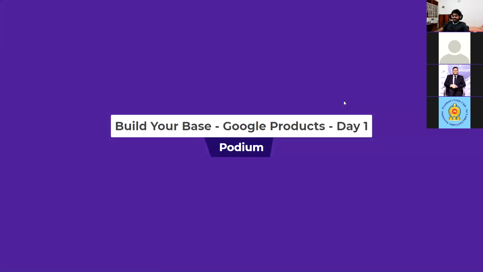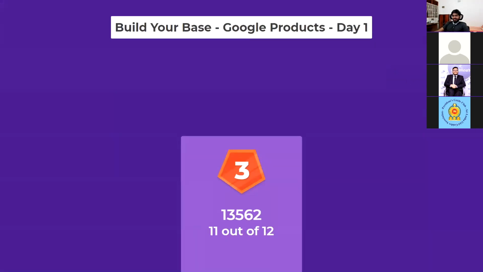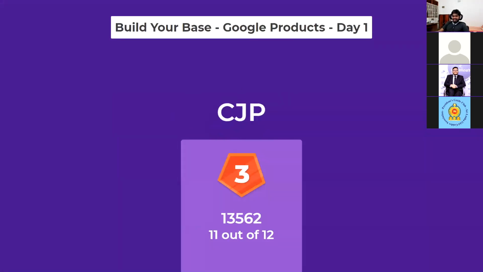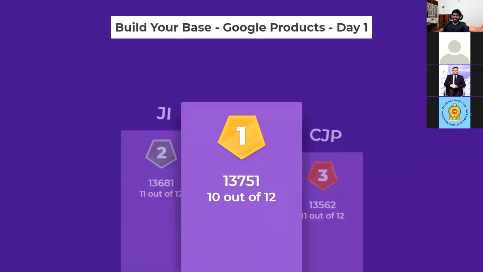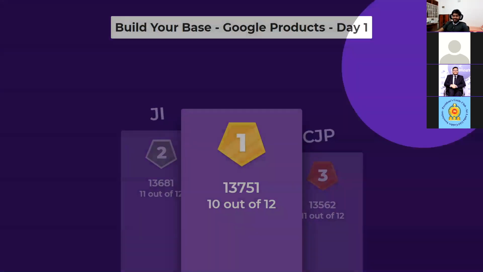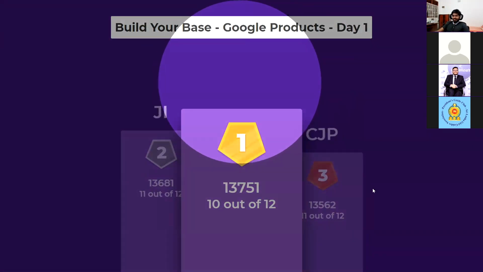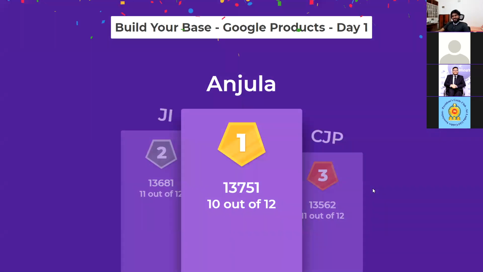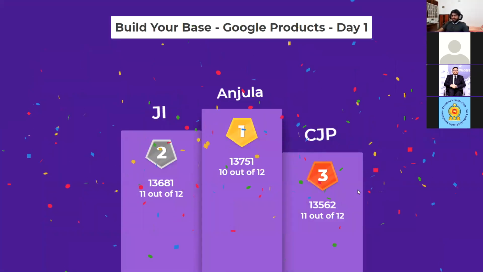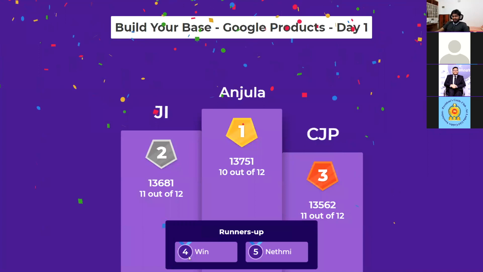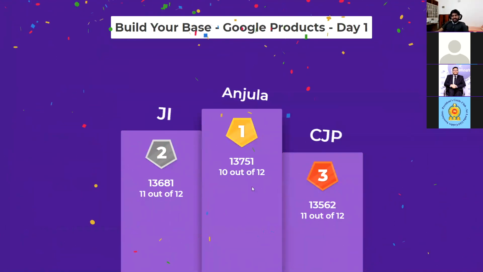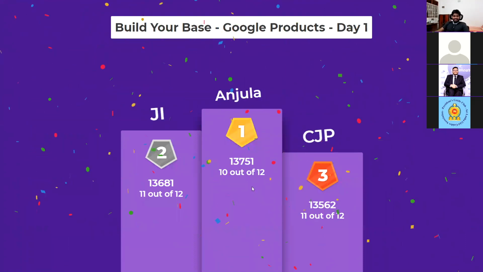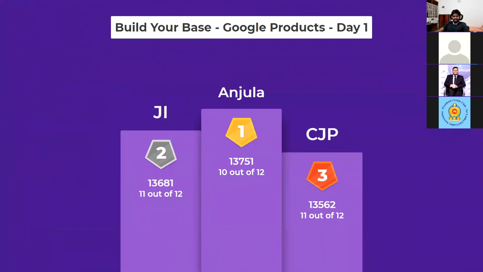So yeah. And this is the final leaderboard. At the third place, CJP. Second place, there's JI. At the first place, we have Anjula. And at fourth place, we have Win, and fifth place with me. Okay, well done, guys. And that's it.